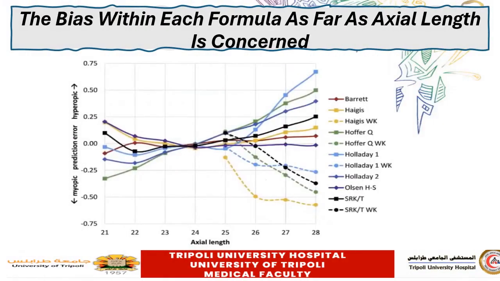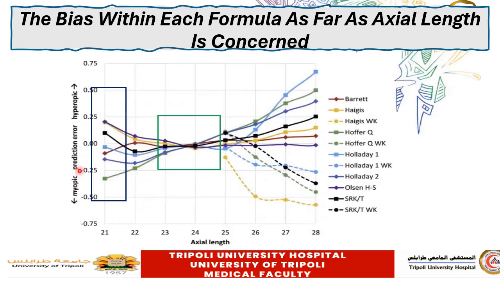Now, when we compare the bias that happens in these formulae over a different range of eye sizes, short eyes, average sized eyes, and long eyes: short eyes means less than 22 millimeter axial length, average size between 22.5 up to 25.5 millimeter, and long eyes more than 26 millimeter axial length. You can note that within the average sized eyes, all the formulae are doing well, and a very low or minimum amount of bias beyond the predicted value is observed.